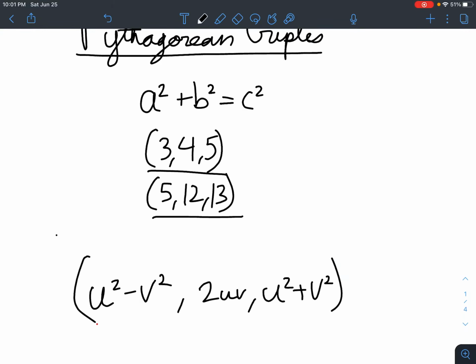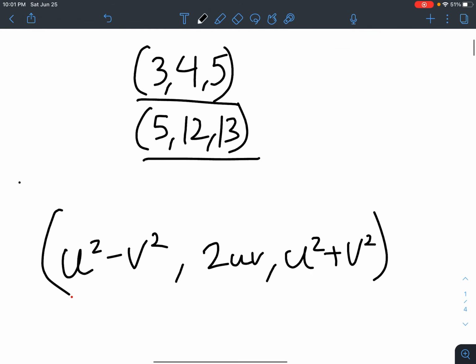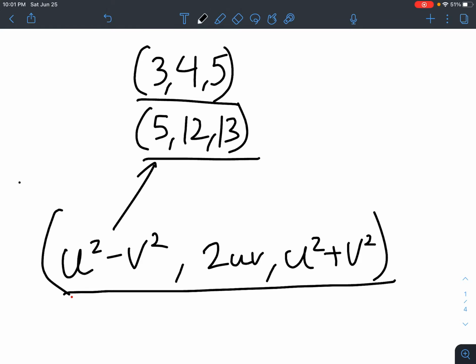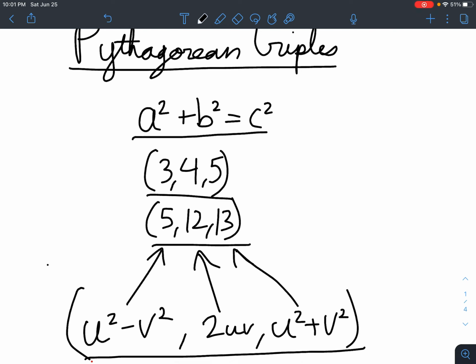So I recently watched a video by 3Blue1Brown about Pythagorean triples. In it, he talks about a certain formula that can be used to generate Pythagorean triples. The formula looks like this, and you plug in a certain value for u and v, and the formula will give you three numbers that satisfy the equation a squared plus b squared equals c squared.